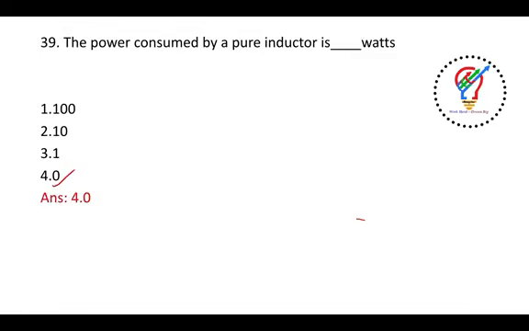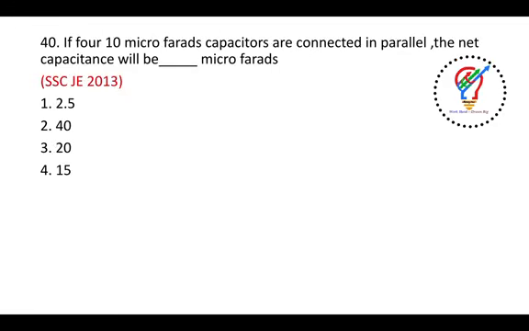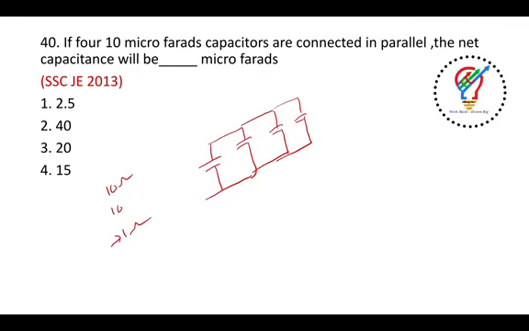Okay, next one, the 40th question. If 4 10 microfarad capacitors are connected in parallel, the net capacitance will be. So there are 4 parallel capacitors like this. Earlier we have seen the resistor case, where a 10 ohm resistor and 10 ohm resistance in parallel result in 5 ohm.